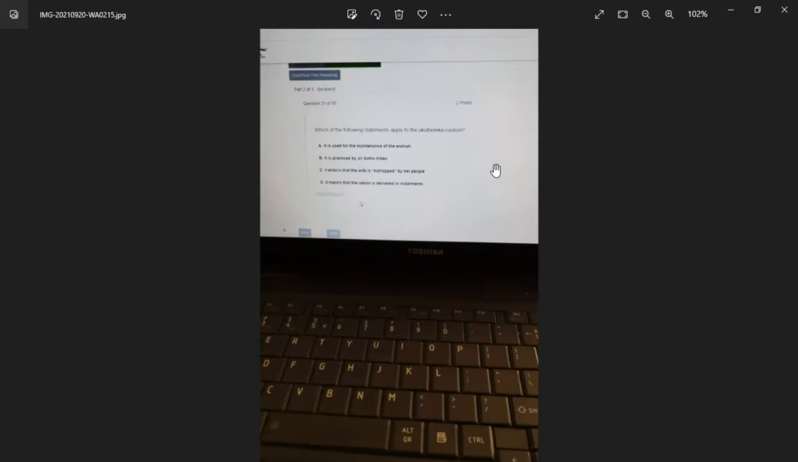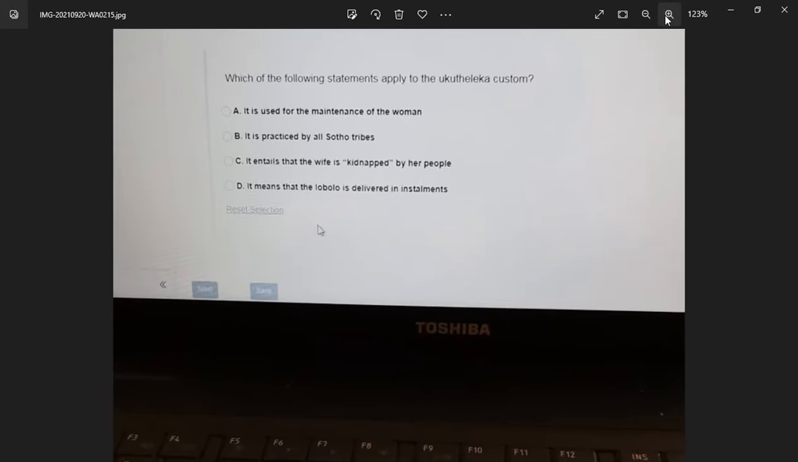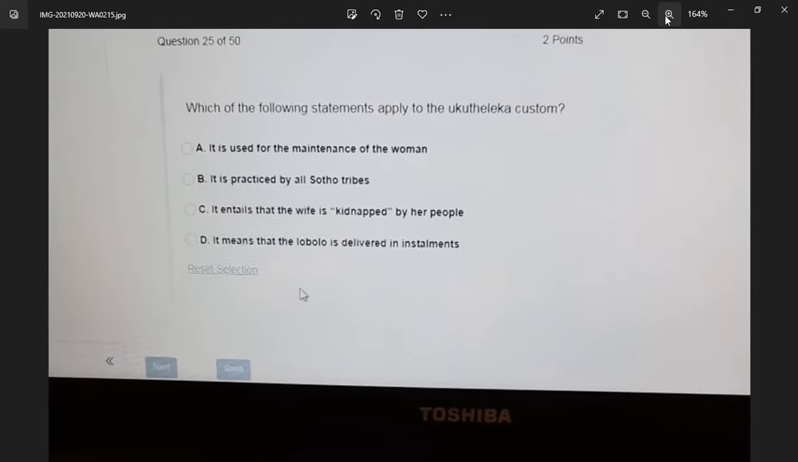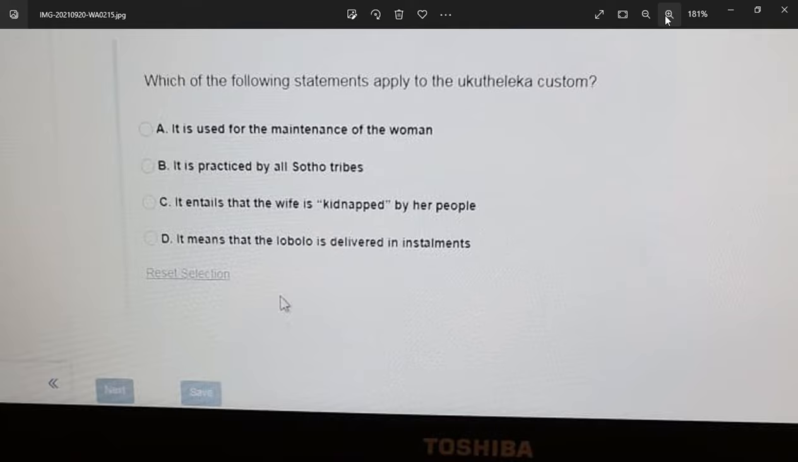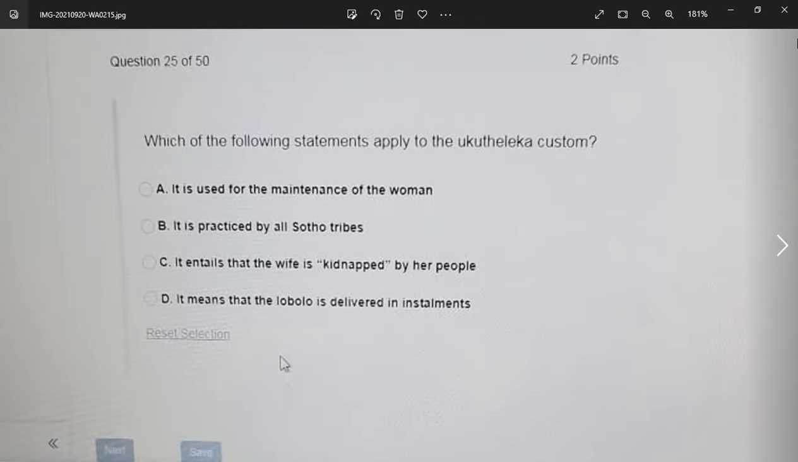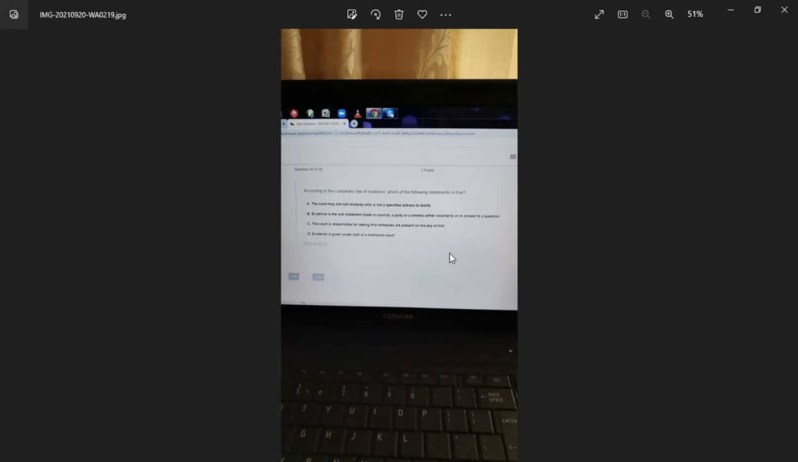Okay, next one. Which of the following statements apply to the Ukutelega custom? My answer is option D again, which says it means that the lobolo is delivered in installments. This is what is written in the study guide on page 58. This one is question 25. Let me check. Yeah, on page 58. This is the only relevant statement to Ukutelega.